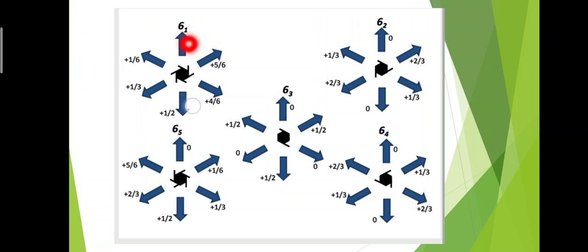6_1: 0, plus 5/6, plus 4/6, plus 1/2, plus 1/3, plus 1/6. 6_2: 0, plus 2/3, plus 1/3, 0, plus 2/3, plus 1/3. 6_4: 0, plus 1/3, plus 2/3, 0, plus 1/3, plus 2/3. 6_3: 0, plus 1/2, 0, plus 1/2, 0, plus 1/2. 6_5: 0, plus 1/6, plus 1/3, plus 1/2, plus 2/3, plus 5/6.